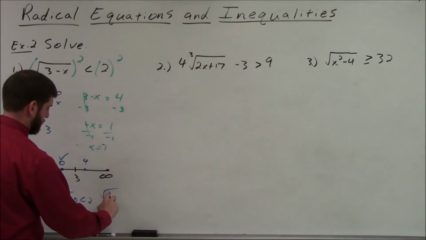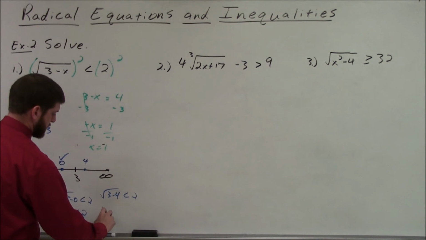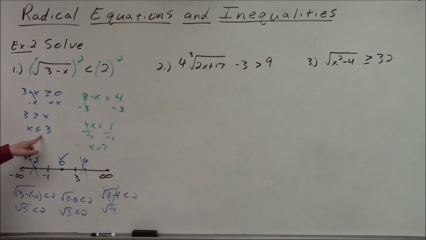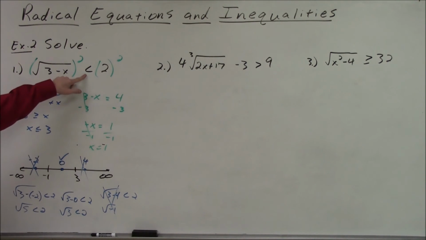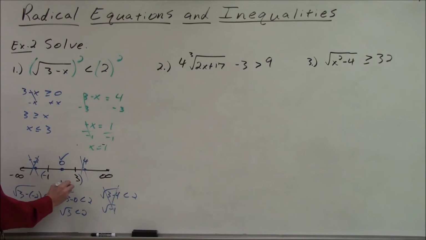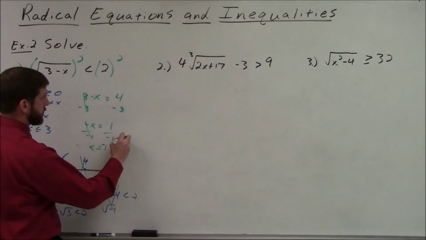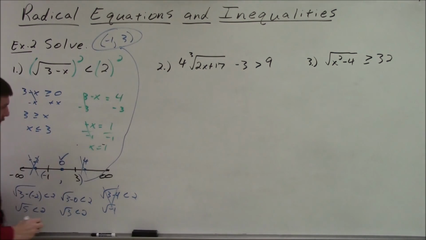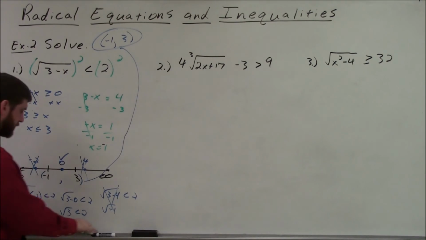Let's try 4. We're going to do square root of 3 minus 4. Is that less than 2? Well, that's square root of negative 1, which stops everything, and we know that doesn't work. And that fits with our domain restriction. It says all x's have to be less than or equal to 3. So we knew that it had to be one of these two intervals anyways. So we find that it's this interval in the middle. It's not or equal to, so we'll just use parentheses on negative 1 and 3. So the solution ends up being, let's find the best place to write that, from negative 1 to positive 3.